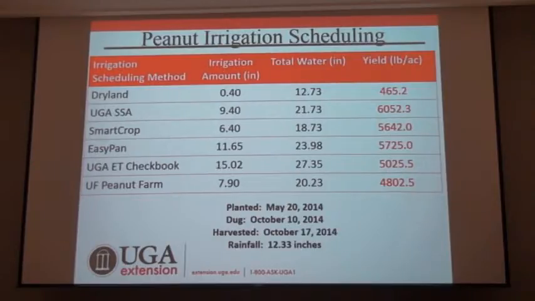Easy Pan, around 12 inches of irrigation required. That pushed us up to about 24 inches of water total on those peanuts. 5,700 pounds. So then we go to the UGA ET checkbook, 15 inches of water.